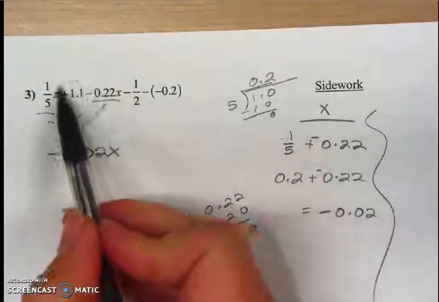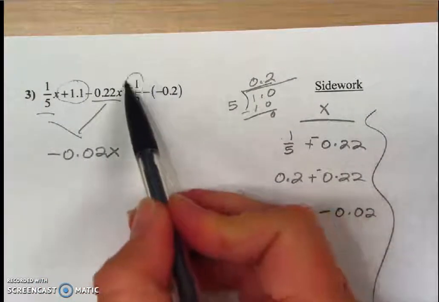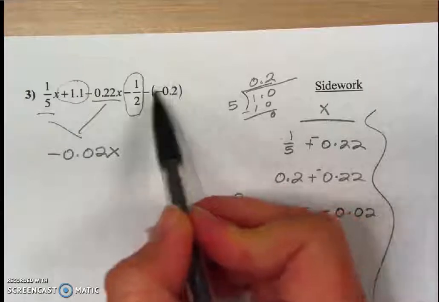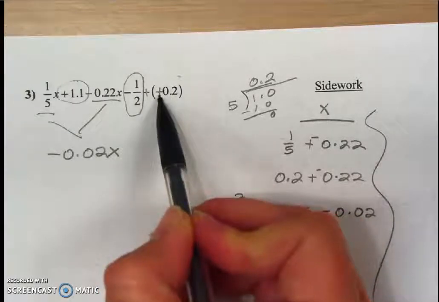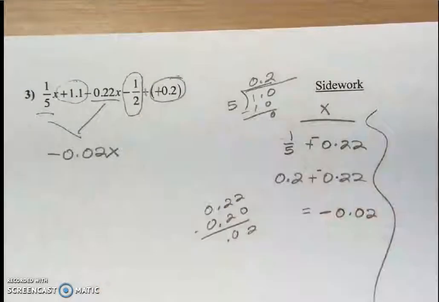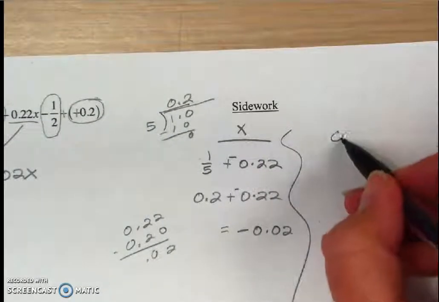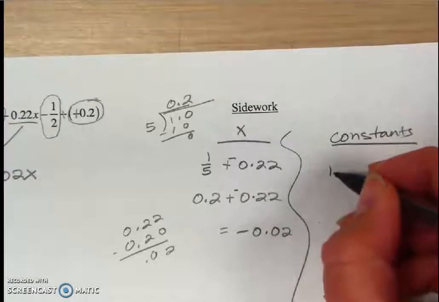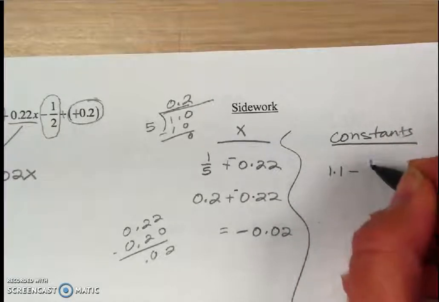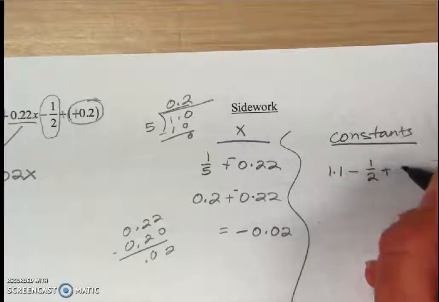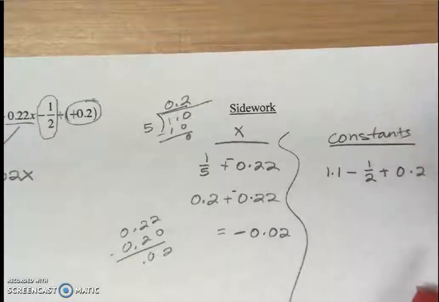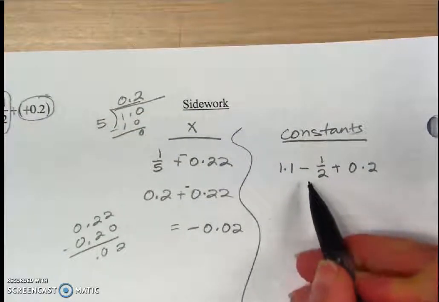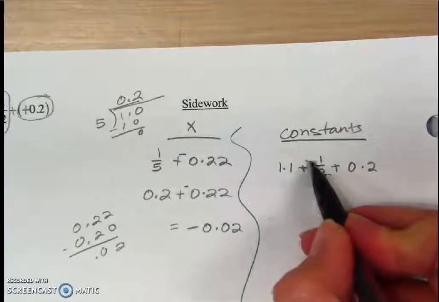And now for all these constants, I have 1.1, negative 1/2, minus a negative, add the opposite. I'm going to go ahead and do that now, and then I'll circle that one. So here's all my constants written to the side. So I have 1.1 minus 1/2 plus 0.2. Okay, and I have one minus that I copied down, so add the opposite.